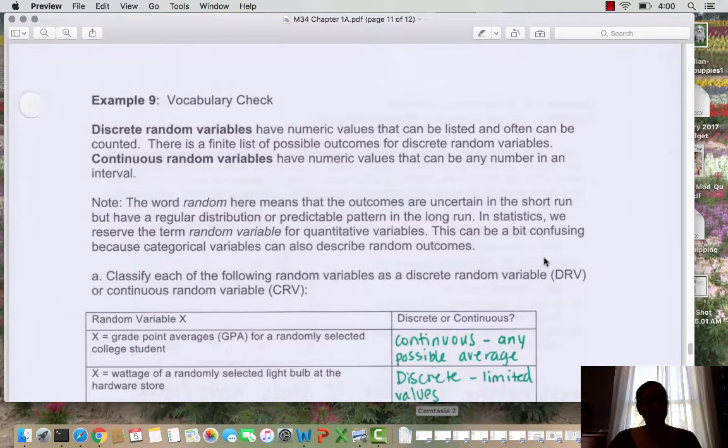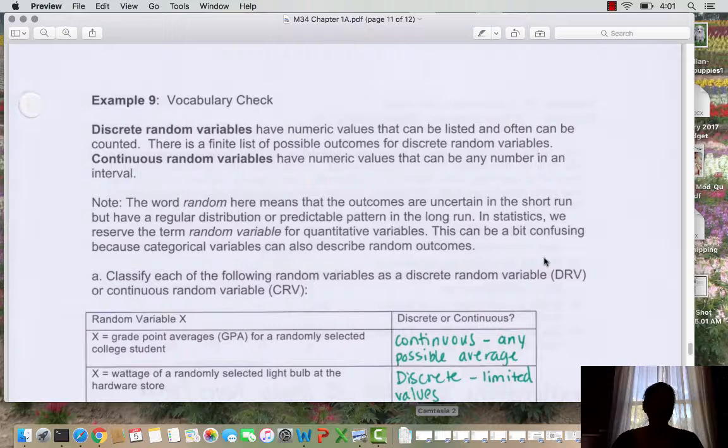All right, example 9 is a vocabulary check. We're looking here at different variables to determine, are they discrete random variables? Discrete random variables have numeric values that can be listed and counted, but there's a finite list of possible outcomes. Continuous random variables have numeric values that can be any number within an interval. An important note: the word random means that the outcomes are uncertain in the short run, but they can have a regular distribution or predictable pattern in the long run. When we talk about random in statistics, this is the kind of definition we mean.